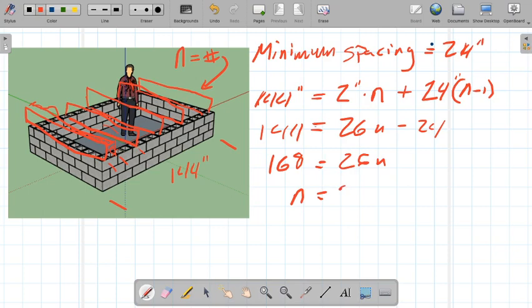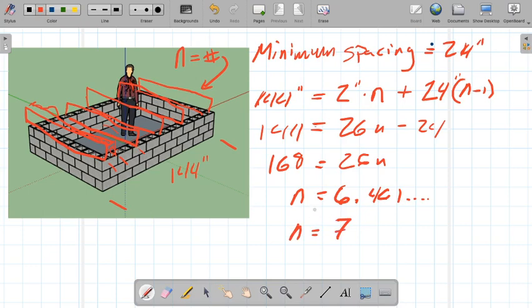I get 6 point something, 0.461. And what this tells me is, if I use 6 floor joists in my design, that's going to leave me with too much space between those floor joists. And so obviously we can't have a fractional number of floor joists, so we're going to have to round this up to 7 floor joists.